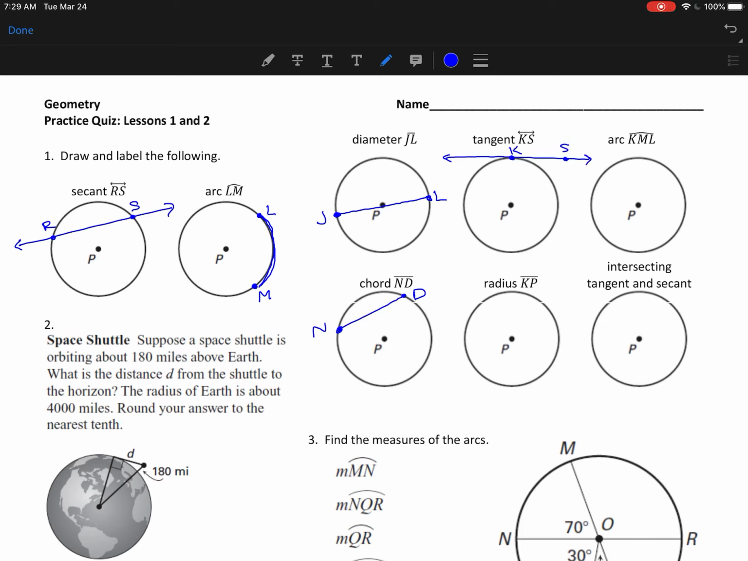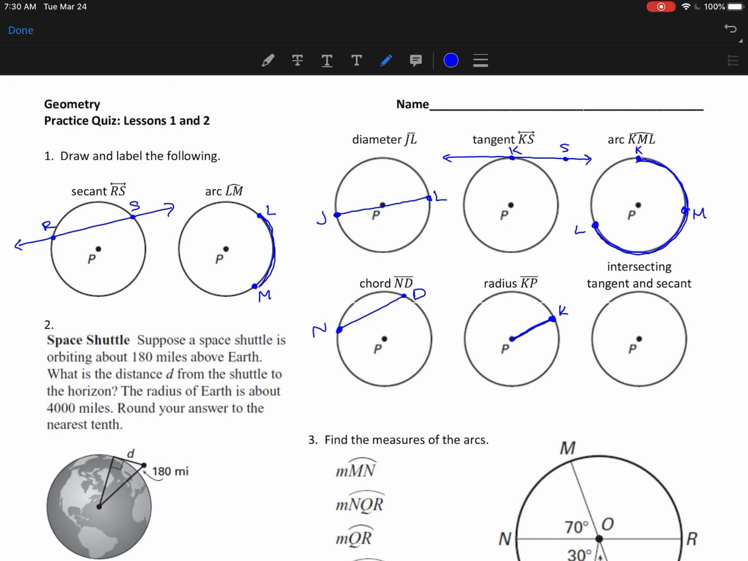Arc KML, that's 3 letters, so that's telling me that it's a major arc. So it's going to start at K, go around the circle at some point, it's going to pass through M, and then it's going to go more than halfway around the circle and finally end at L, so that would be major arc KML. Radius KP, you can go to any point on the circle, we'll call it K. That would be our radius. They're the same length all the way around.